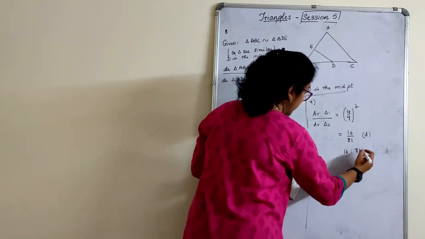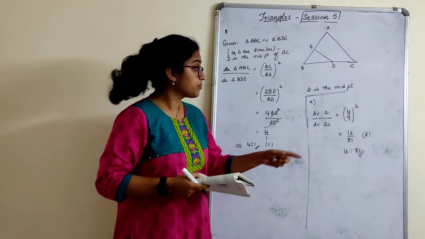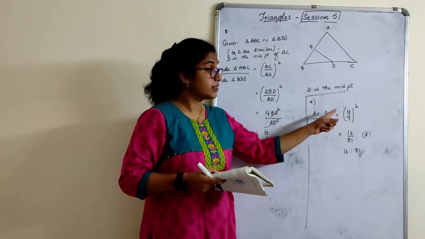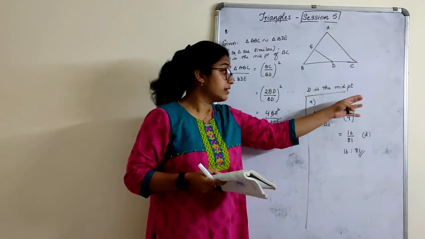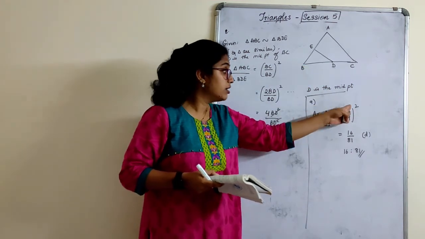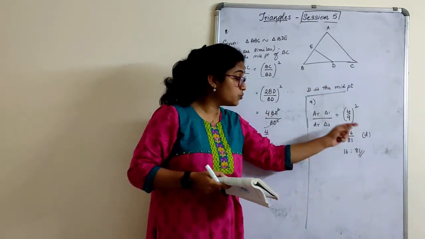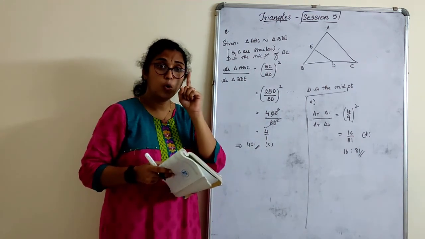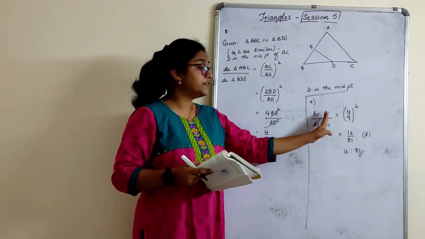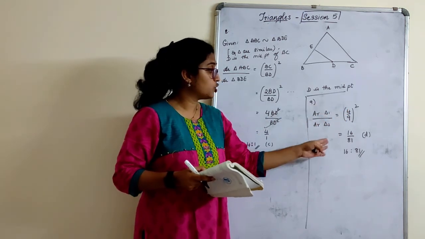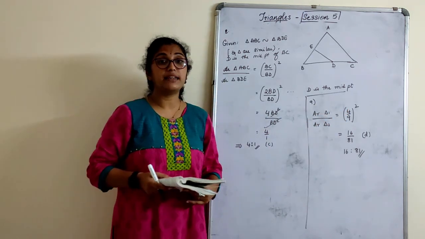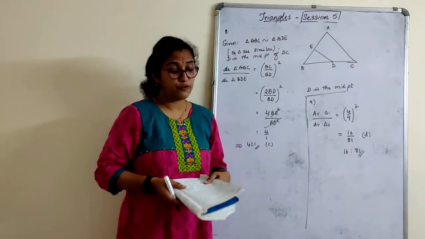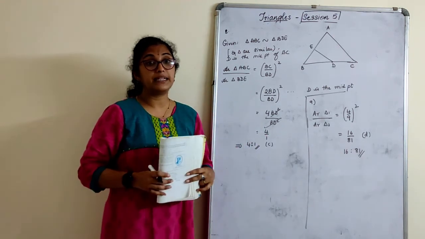16:81. See children, they have also given the option 2:3. 2:3 would come if they had asked for the ratio of the squares, but only the sides are given. Squares of the proportional sides we have to write. They have not mentioned that these are the squares of the proportional sides. Only the sides of the two triangles are given. Find the ratio of the areas. Answer is 16:81. Usually they are asked in MCQ type of question. So with this we complete this exercise.